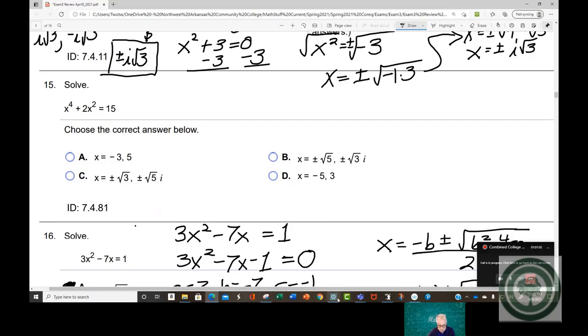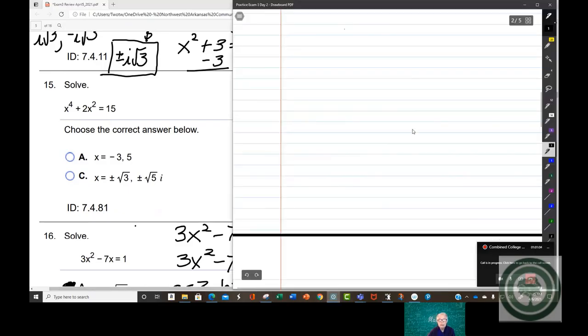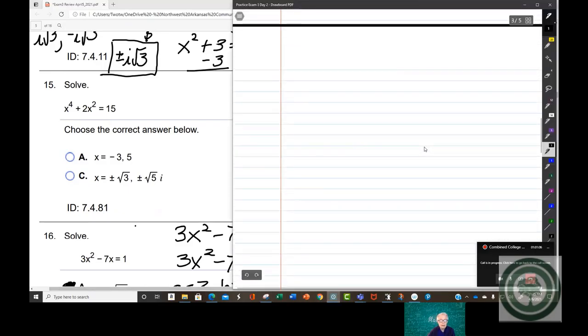Now, number 15, let's see if we did that. I don't think we did. We did 16, not 15. So here, let's do number 15. And this is going to be a u substitution.